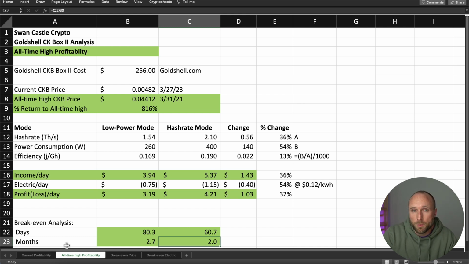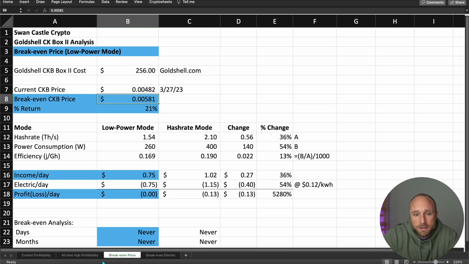Now, one thing to note, if we were to see all-time high prices again, the mining difficulty would likely increase as well. So you probably wouldn't see such high income per day prices because people would turn their unprofitable devices back on again, increasing the network difficulty and decreasing your mining output.